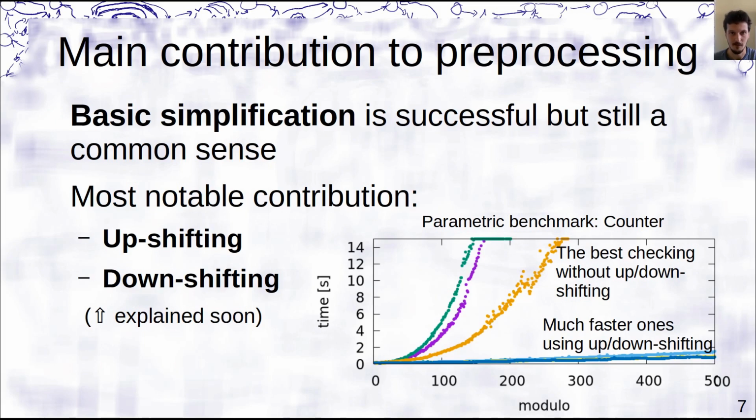This is an artificial parametric benchmark which grows with its modulo parameter that can be seen on the x-axis. Overall emptiness checking time grows with modulo much more quickly if only basic simplification is applied. Using up and down shifting in the preprocessing has a highly positive impact on emptiness checking performance.